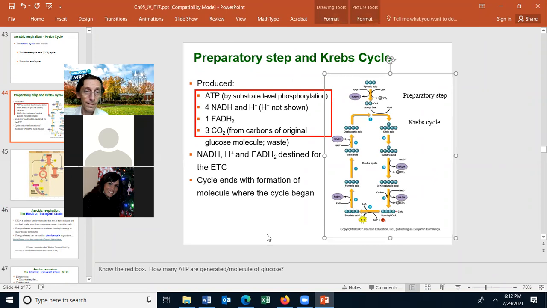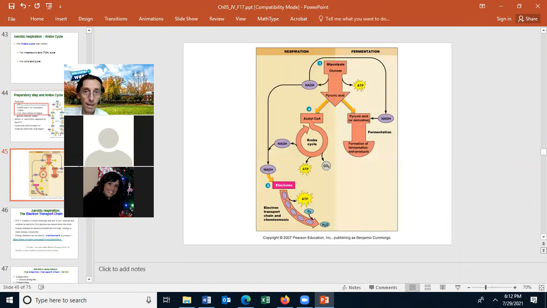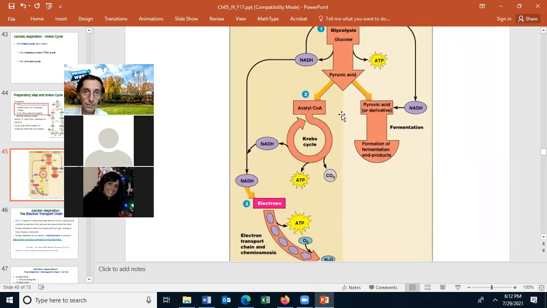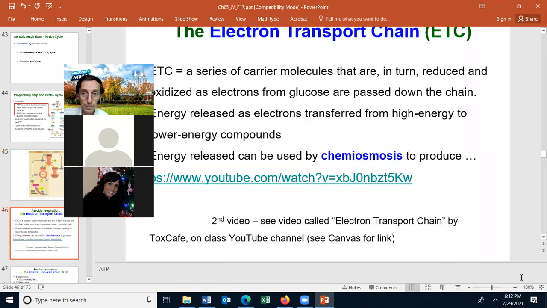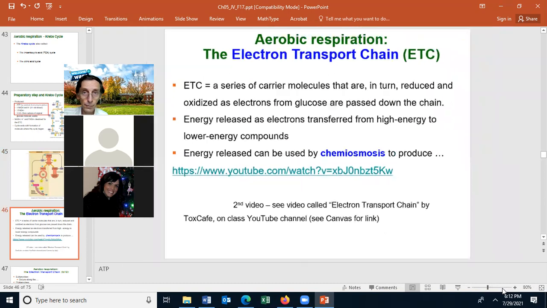All right. So we're here, and we did mention that here is the overview. What the NADH and the FADH2 do is they carry the electrons from glycolysis and the preparatory step in the Krebs cycle, carrying the electrons to the electron transport chain. Any question about that?